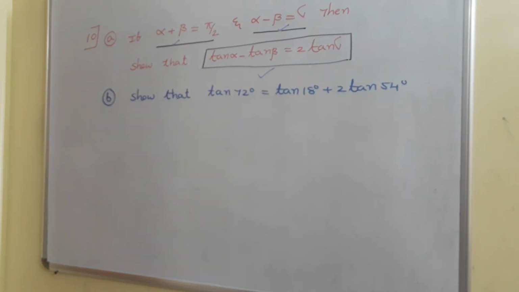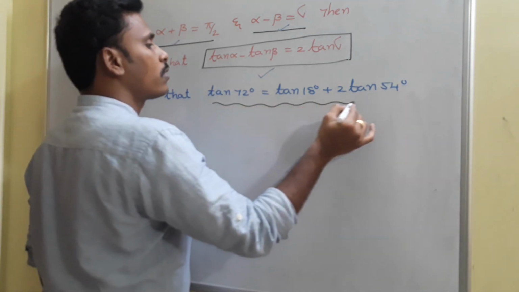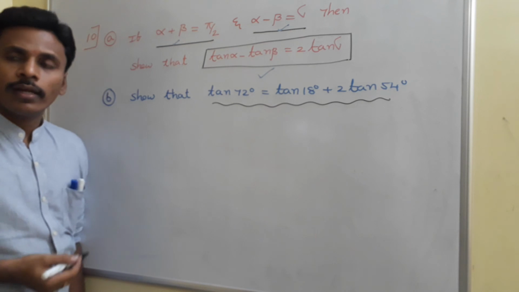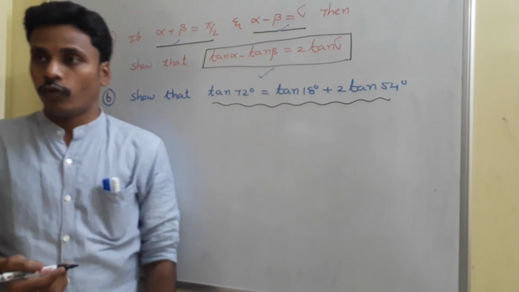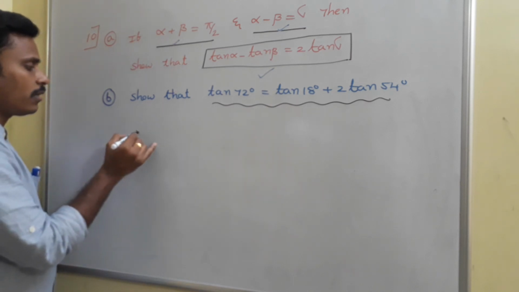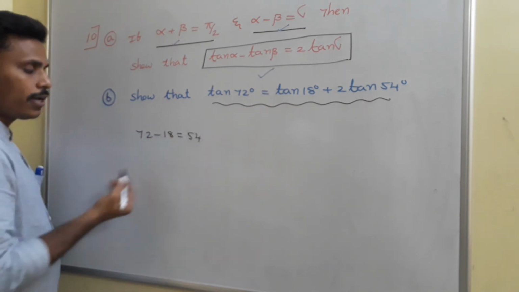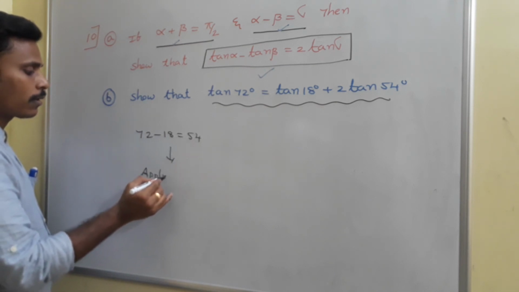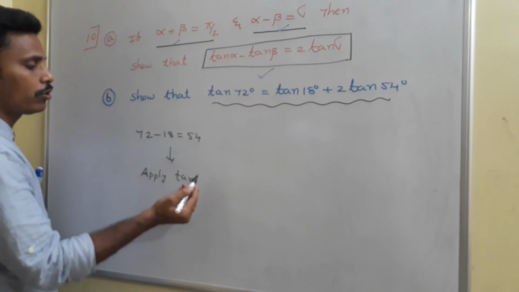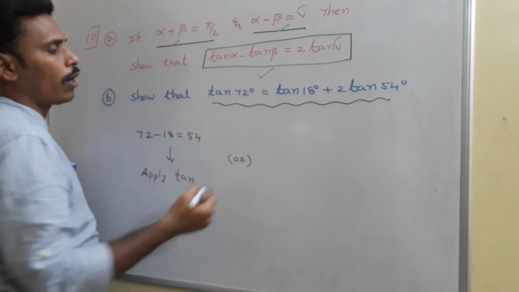Yeah, tan 72 degrees is equals to tan 18 plus 2 tan 54, we need to show. To prove this, directly you may use the tan of a minus b formula, for 72 minus 18 is equal to 54 degrees, okay? See, we have one chance: 72 minus 18 is equals to 54 is a known thing. Apply tan on both sides. Or otherwise, you just utilize the above formula, okay?